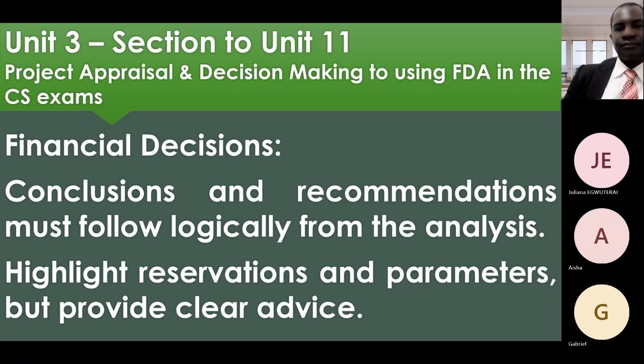Very important. Then you need to make financial decisions. And this is the crux of the matter, which is that conclusions and recommendations must follow logically from the analysis. Highlight reservations, parameters, but provide clear advice in the form of recommendations. It must follow logically from your analysis, your calculations, and your discussions.